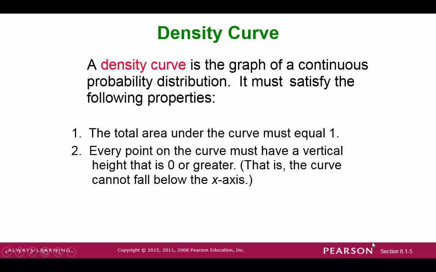Second, every point on the curve must have a vertical height that is between 0 and some positive value. In other words, the graph cannot be below the x-axis because that would give you a negative probability, and we wouldn't want a negative probability.